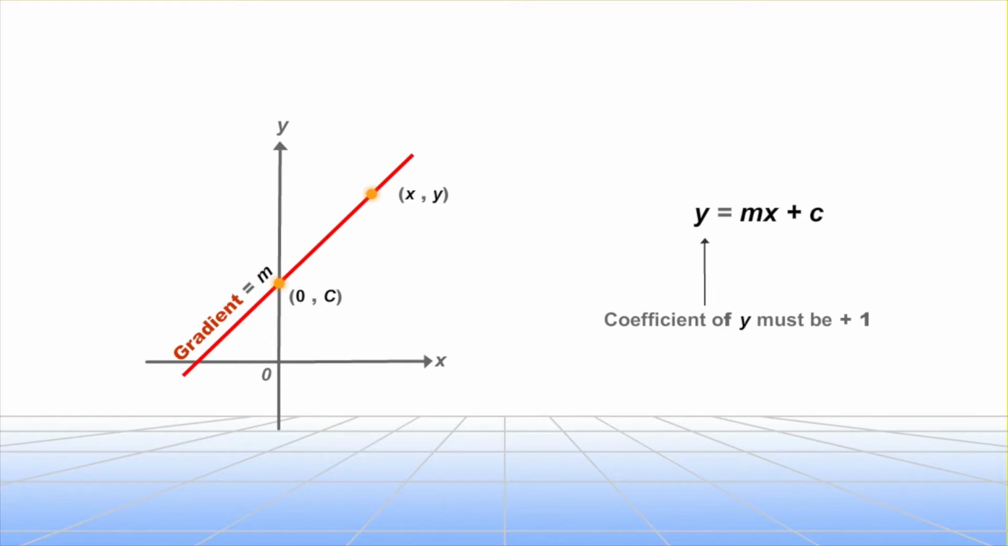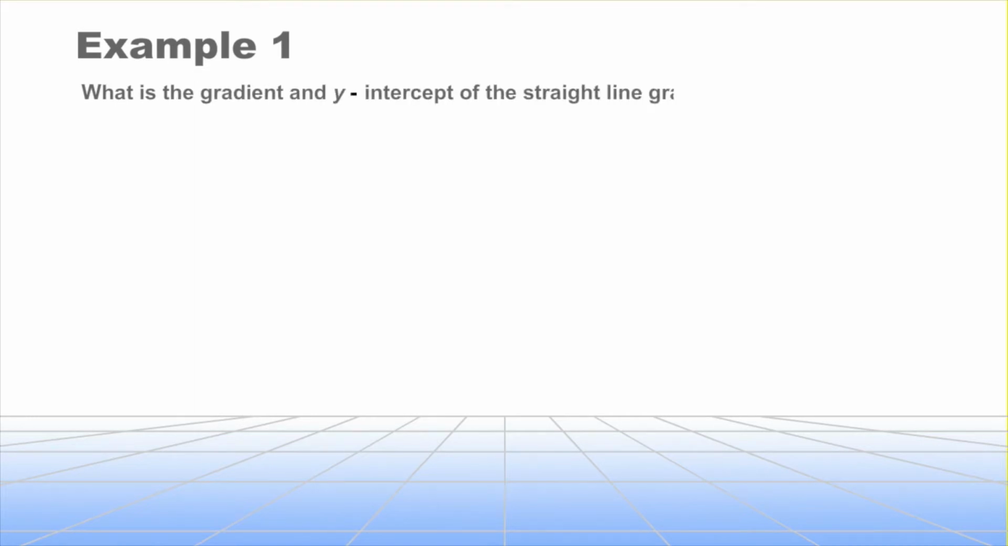Let us see how we can apply what we have just learnt. In this example, we are asked to find the gradient and the y-intercept of the straight line graph y equals 2x minus 7. We will now use the gradient-intercept form, that is y equals mx plus c, to help us find the gradient and the y-intercept.